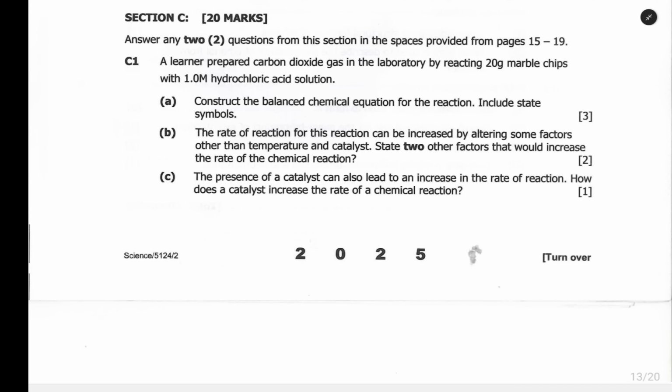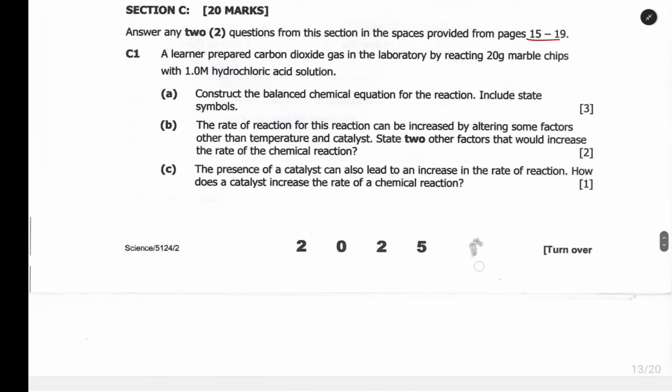No separate answer booklet. Answer any two questions from this section in the space provided, pages 15 to 19. Pay attention to that. If your work is not in order, you might lose some marks. So make sure that you read the instructions. Now let us look at the first question here.